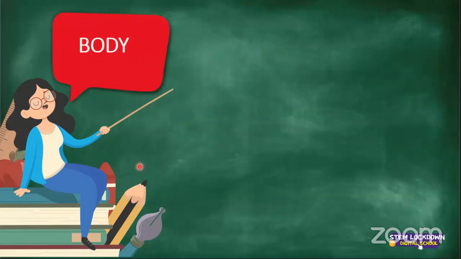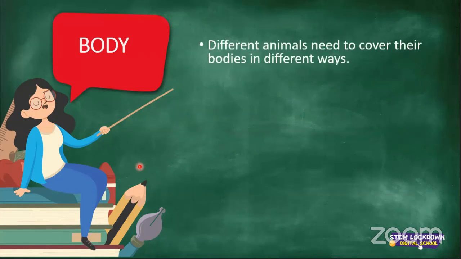Now that we've covered the tail, we are going to look at the body of an animal. Remember, we first started with the head, then we moved on to the tail, and the next structure we will be looking at is the body. Okay, now different animals need to cover their bodies in different ways.